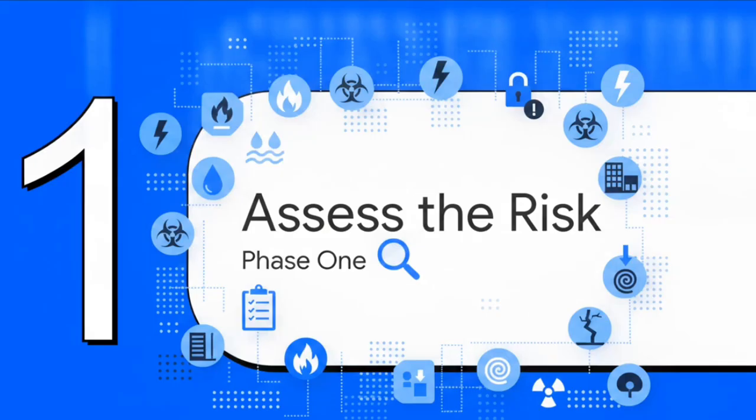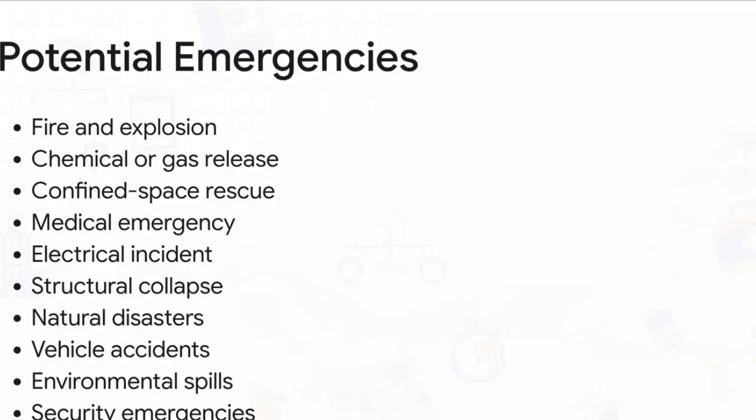So, starting off with Phase 1, assess the risk. This is where we begin our blueprint. We've got to take inventory of exactly what hazards we need to prepare for. An ERP has to anticipate a vast array of potential chaos. We're talking about everything from fires and explosions to structural collapses, natural disasters, and even security emergencies. Your document has to start by identifying which of these specific nightmares are actually credible threats to your environment. You can't prepare for absolutely everything, but you definitely must prepare for the realistic somethings.